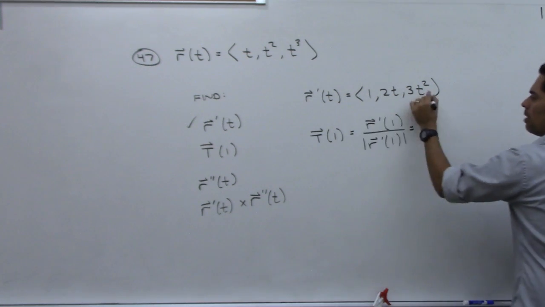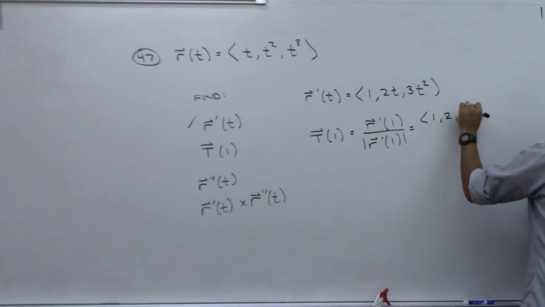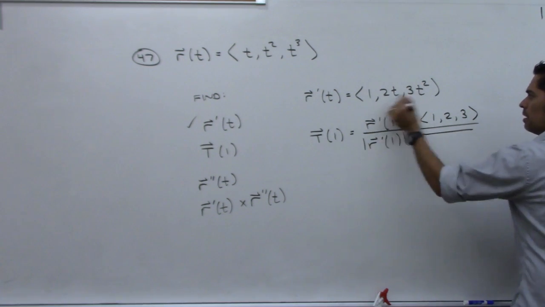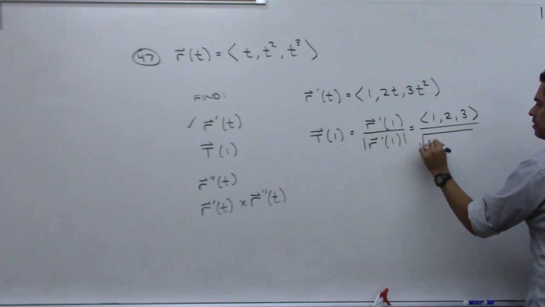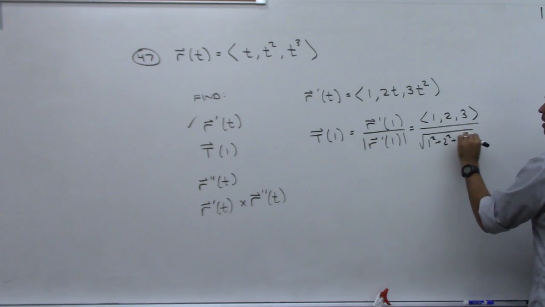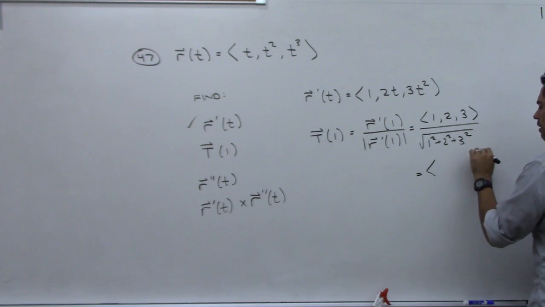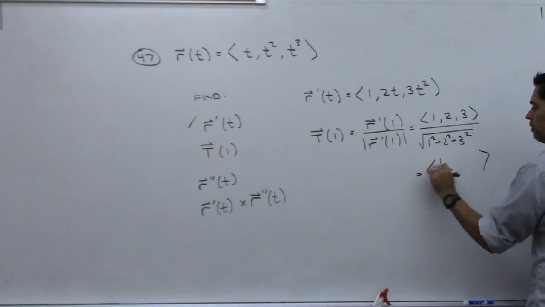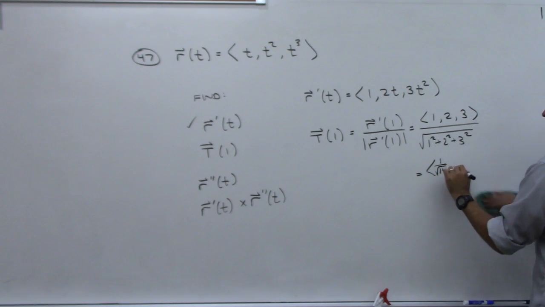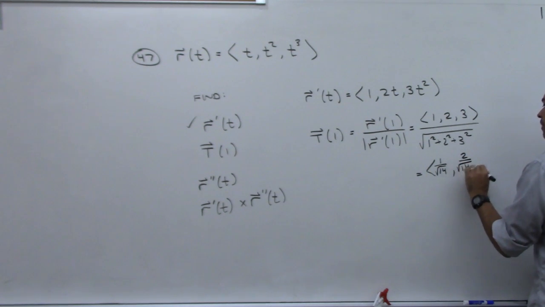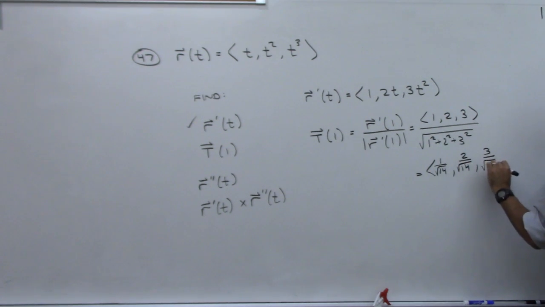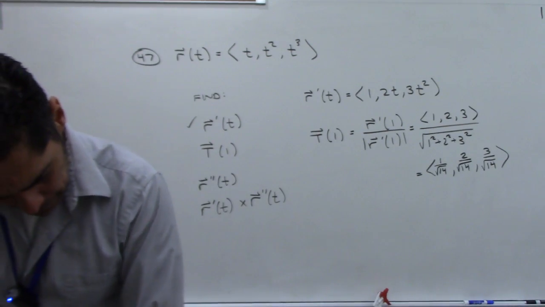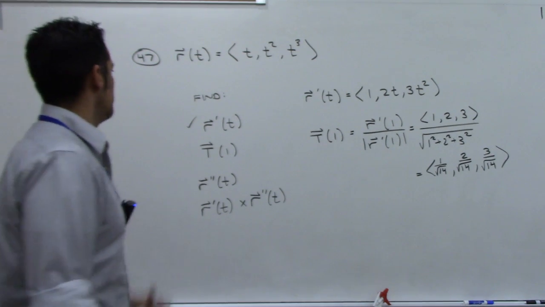So what happens if I plug 1 in there? I get 1, 2, 3. And then the magnitude at 1, so 1 squared plus 2 squared plus 3 squared, which is 9 plus 4, 13, 14, so root 14. So 1 over root 14, 2 over root 14, 3 over root 14. Just double check these, so, yep, okay, now we've got this.